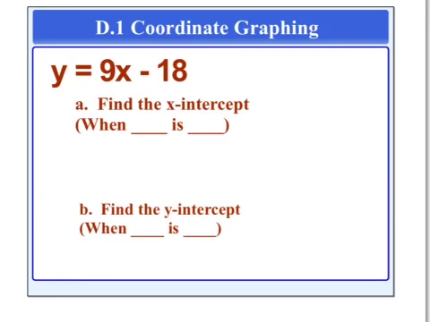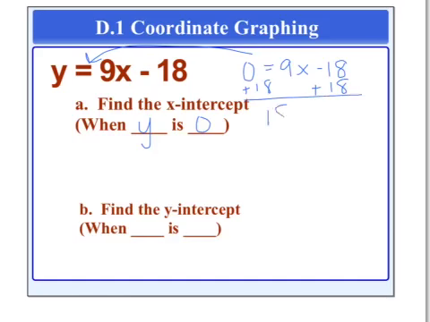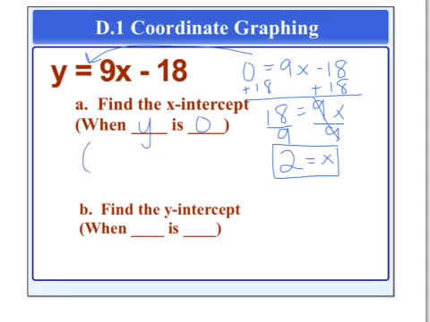The next one, find the x-intercept. It's when our y is 0. So you take this equation, where y is, you're going to plug in 0. I'm going to go ahead and solve for x. Get 18 equals 9x. Divide by 9. And x equals 2. So our coordinate point would be 2, 0. There's our x, there's our y.